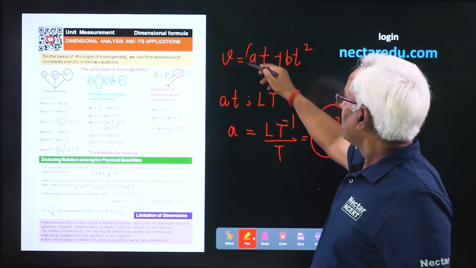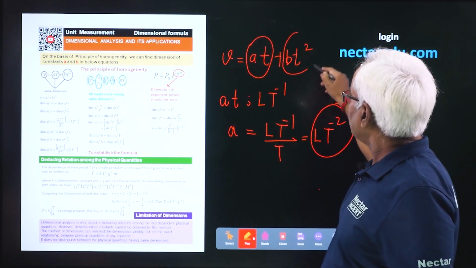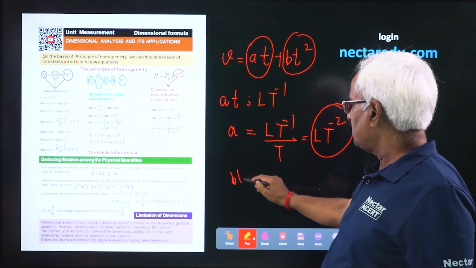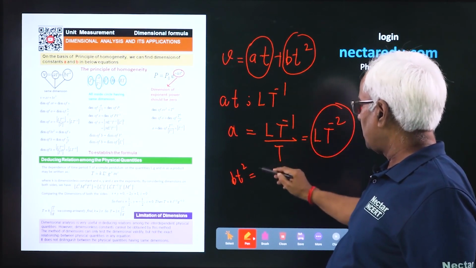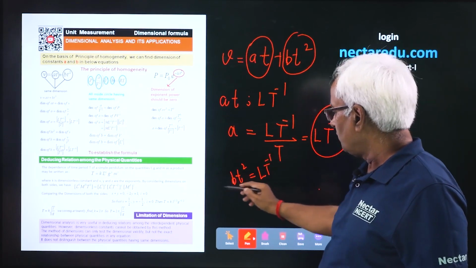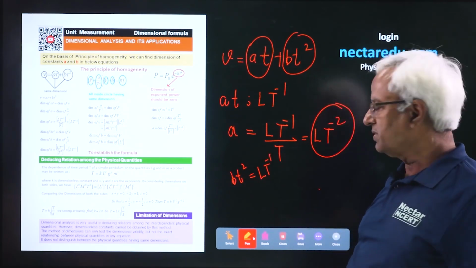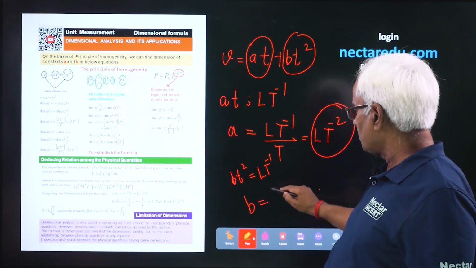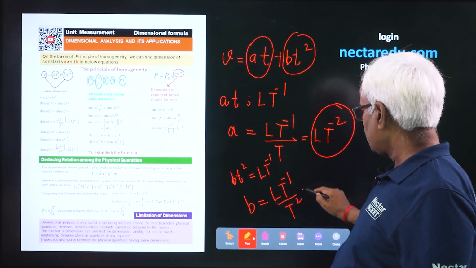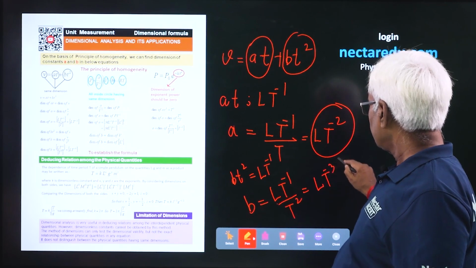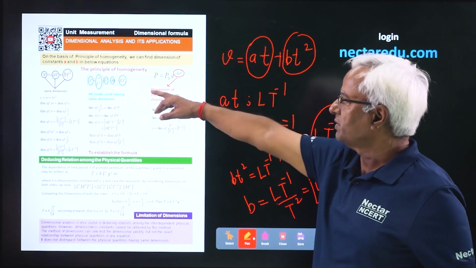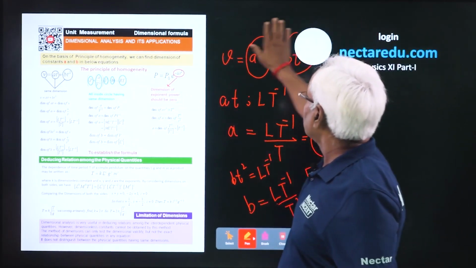Because this term has been added to this one, both will have the same dimension. So the dimension of bt square will be equal to that of velocity, and velocity is LT^-1. We are writing this whole thing in terms of dimension. That's why the dimension of b is going to be LT^-1 upon t square, which becomes LT^-3. These are the dimensions of a and b for the first relation, v equals at plus bt square.